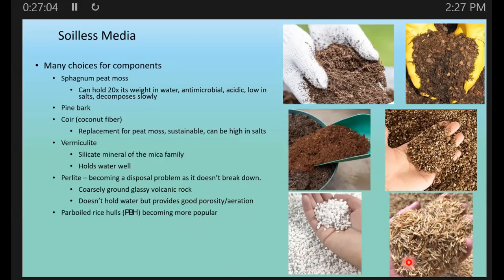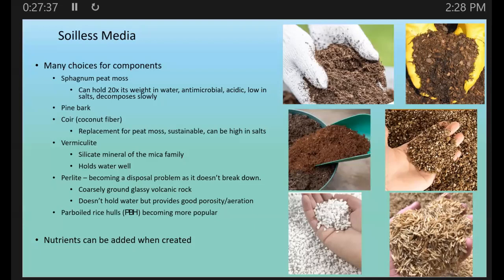They take the hulls and parboil it, use it as an amendment. And so it can be very useful. But again, most of these don't really provide a ton of nutrients like vermiculite and perlite. There's no nutrients. Some of these others provide some nutrients, but limited. So you tend to have to add nutrients like a hydroponic solution to make sure they have the right nutrients, or fertilizer, for example. So you have to be a little careful about that.